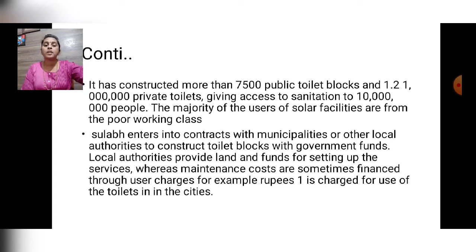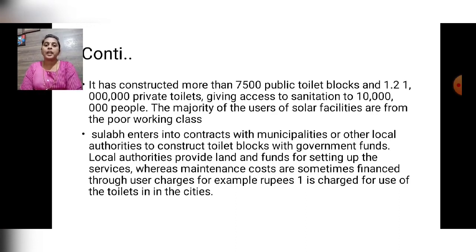It has constructed more than 7,500 public toilet blocks and 121 private toilets, giving access to sanitation to 1 lakh or 10 lakh people. The majority of the users of Sulabh facilities are from the poor working class. It's not solar facility, these Sulabh facilities are from the poor working class. So make the correction: not solar, it's Sulabh facilities.